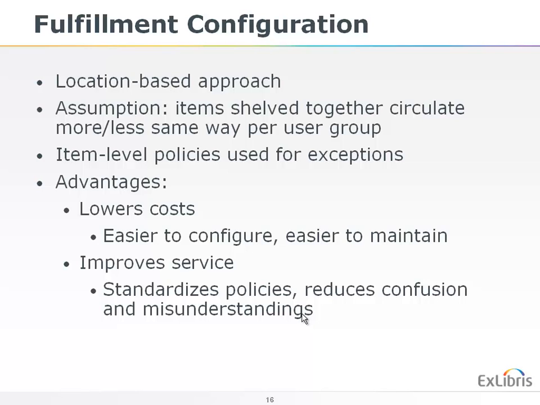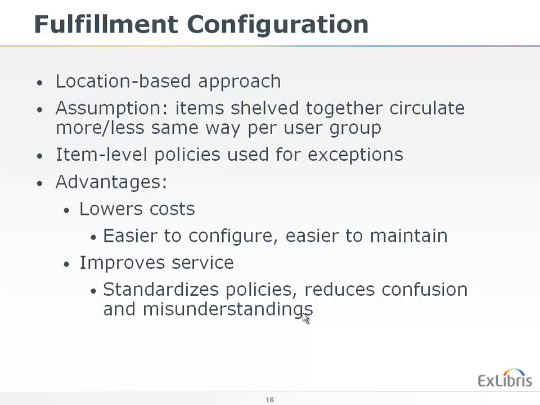Alma takes a location-based approach to fulfillment, the assumption being that items which are shelved in the same location circulate in more or less the same way for a given user group. In the event of an exception to this assumption, Alma can use the item status in order to define exceptional circulation policies. All other items will circulate according to the policies defined for their location, without reference to item status.